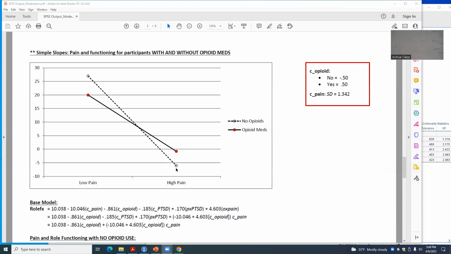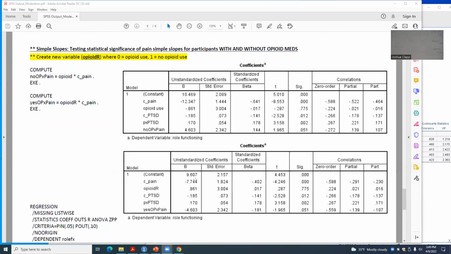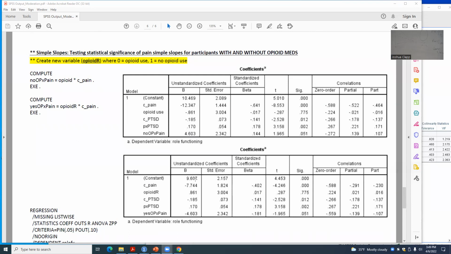But now we need to go back and set up models so that we are looking at the unique effect of pain on role functioning for people who are and aren't using opiates. So now we need to think about what we are going to do with this opiate use variable. Does it make sense to take our centered opiate use variable and subtract a standard deviation and add a standard deviation? Nope. This is a 0, 1 variable. We don't have to do anything weird with it, right?